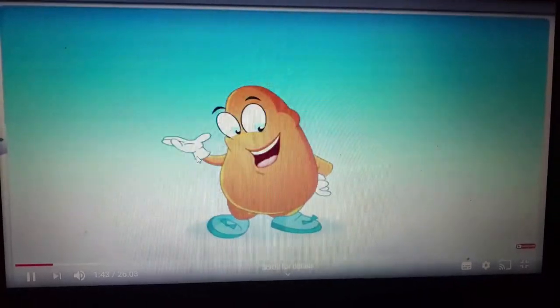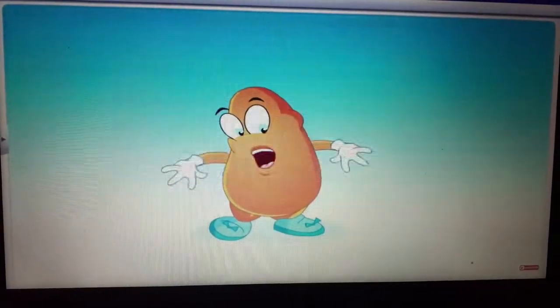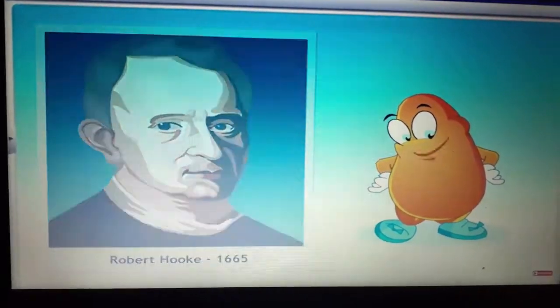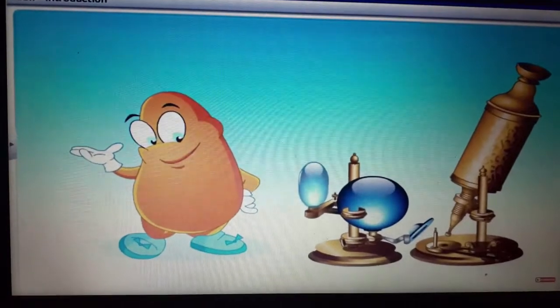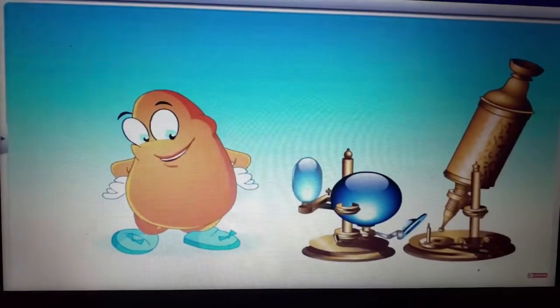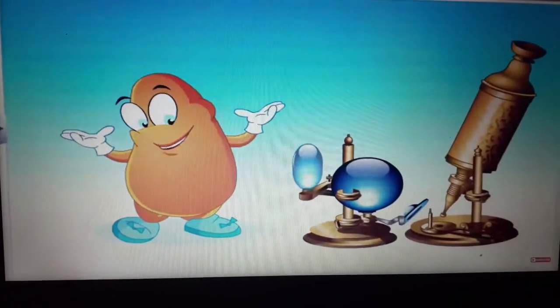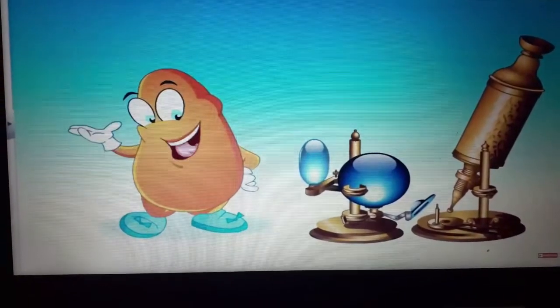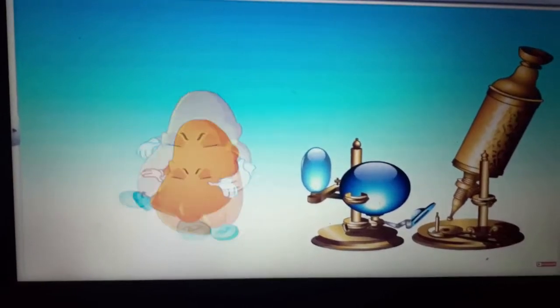Hi, I'm the great builder. Nobody knew me until my good friend, Mr. Hook, spotted me through a microscope and gave me a name. Living organisms know me better as cell. Does that ring a bell? You will soon know more about me.